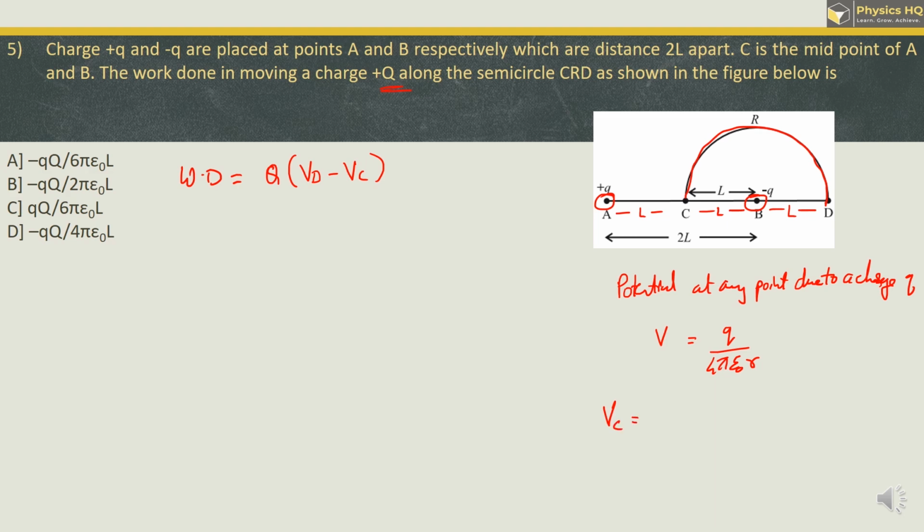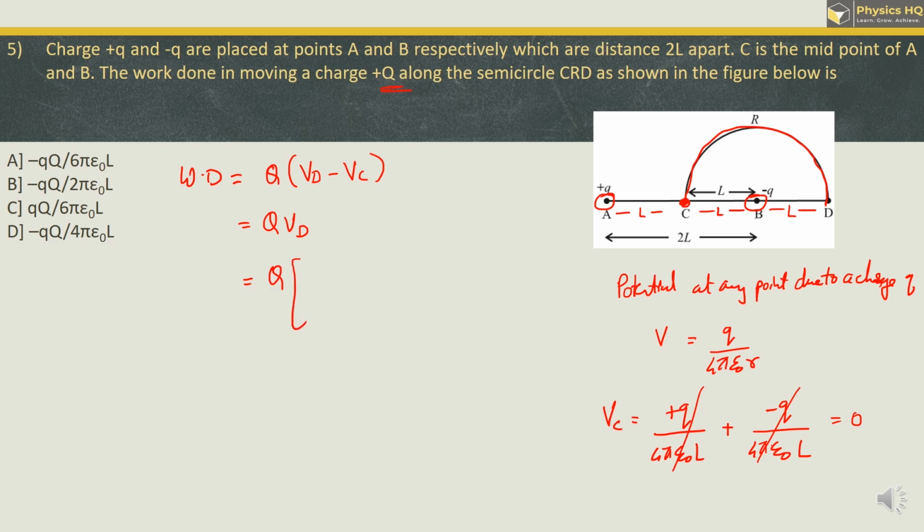Potential at C will be because of these two charges, plus Q and minus Q. Because of plus Q, the potential will be plus Q upon 4 pi epsilon naught, and the distance between C and A is L. Likewise, the potential because of charge minus Q will be minus Q upon 4 pi epsilon naught, again with distance from B to C being L. Now these two will cancel out and the potential at C will become 0. Therefore, this will become q into VD. Now this is equal to q into potential at D.